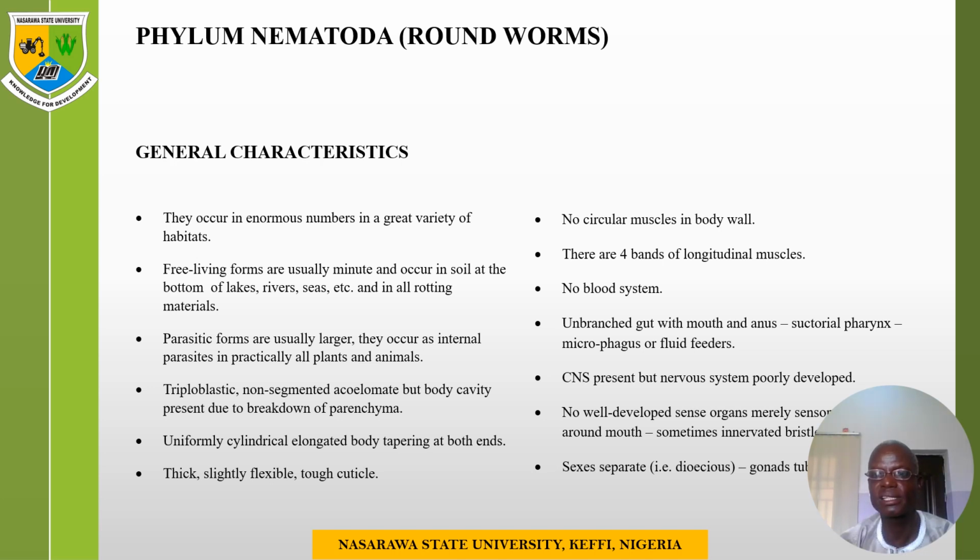They merely have sensory cells around the mouth, and sometimes they have introverted bristles. The sexes are separate, that is, they are dioecious. And the gonads are tubular in shape.